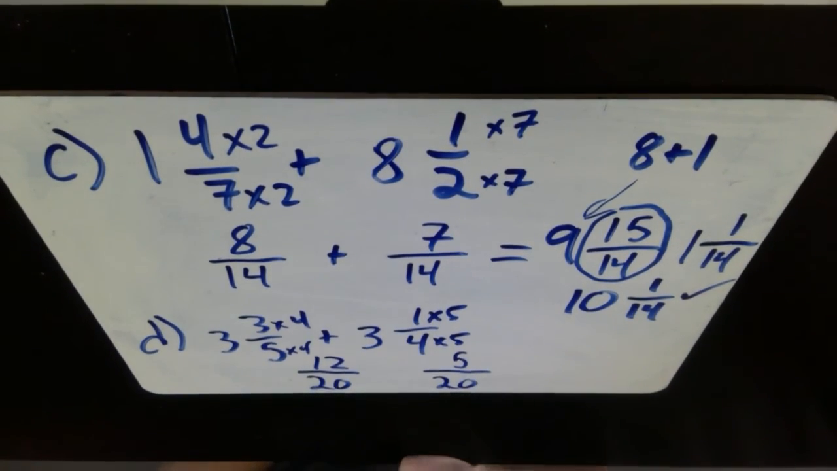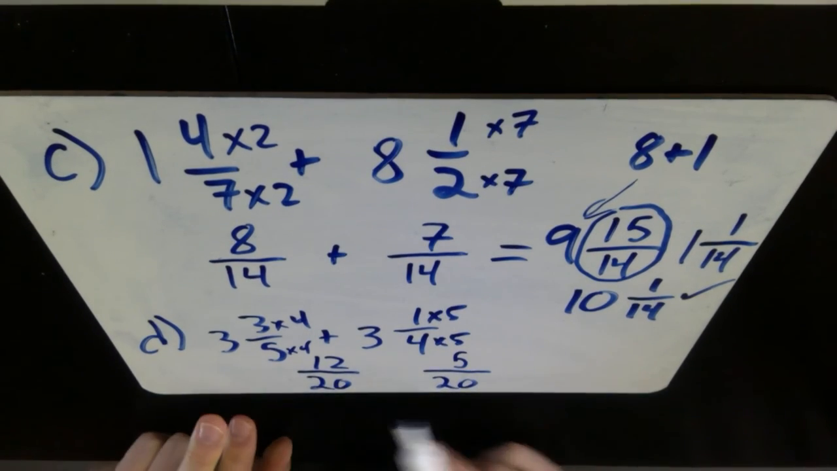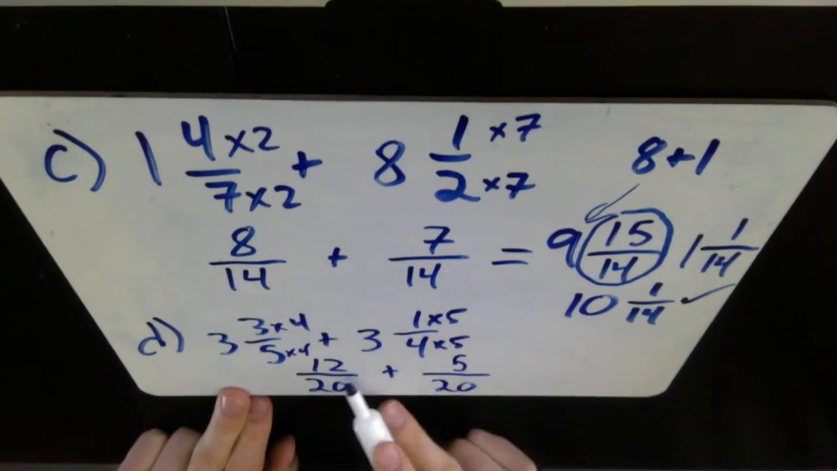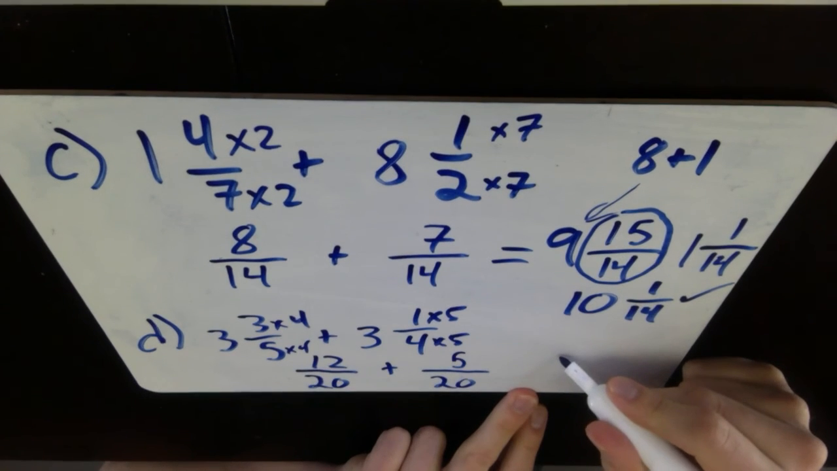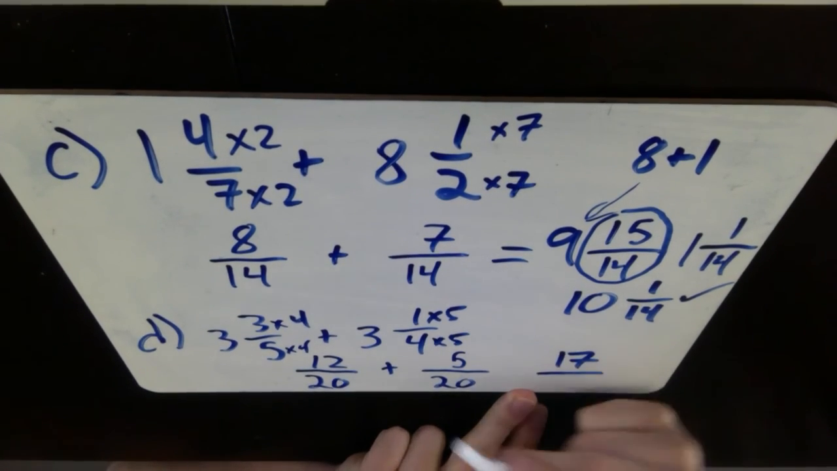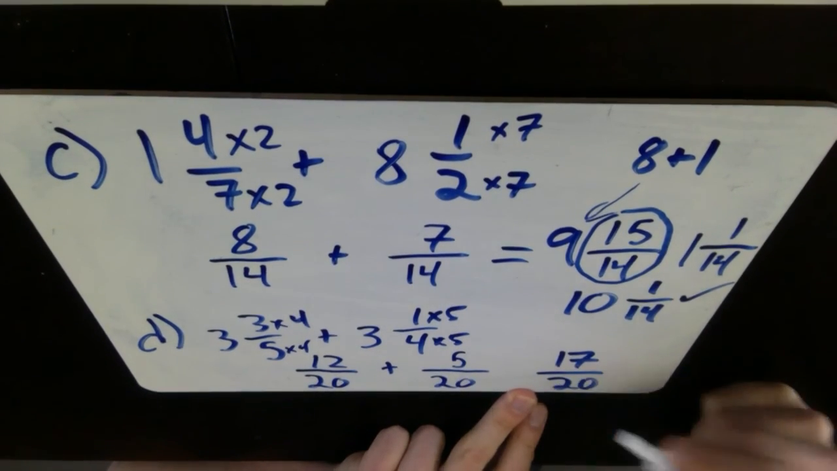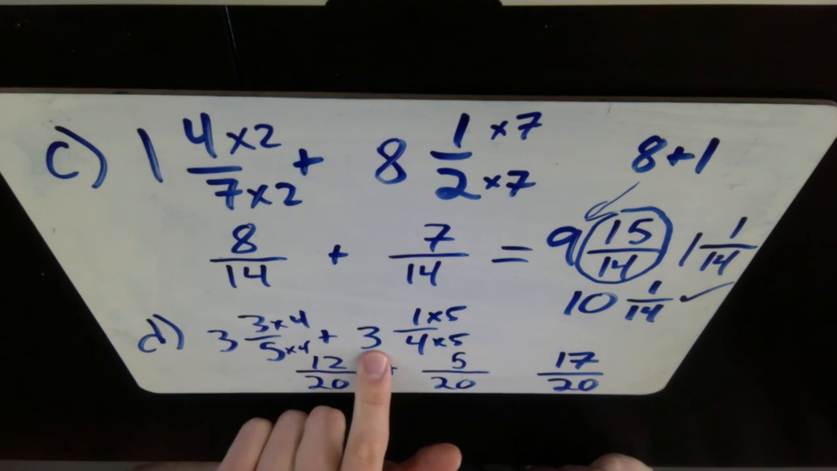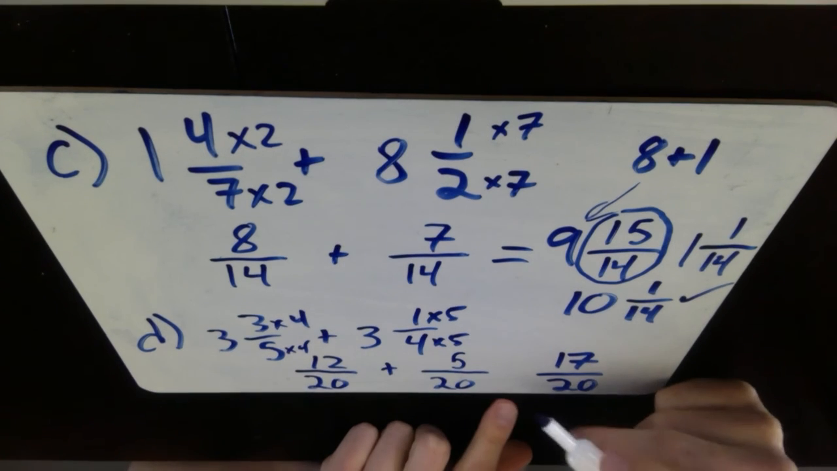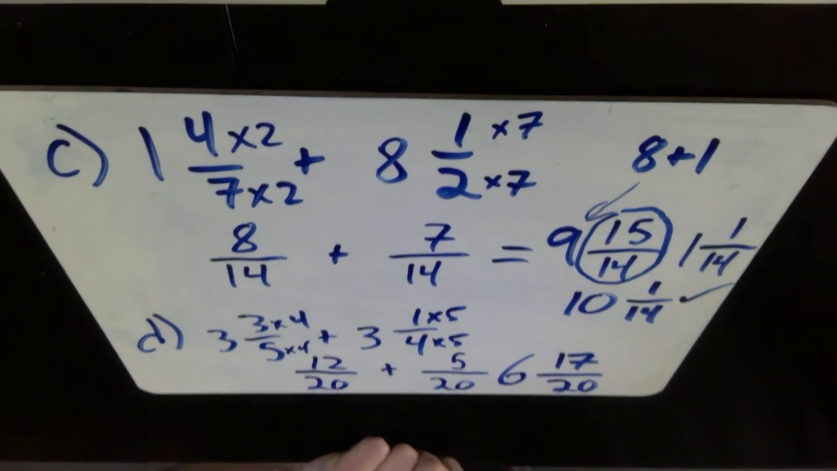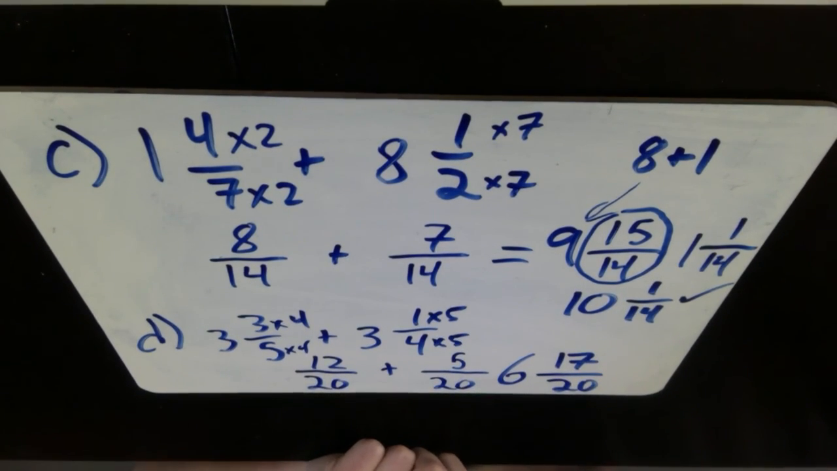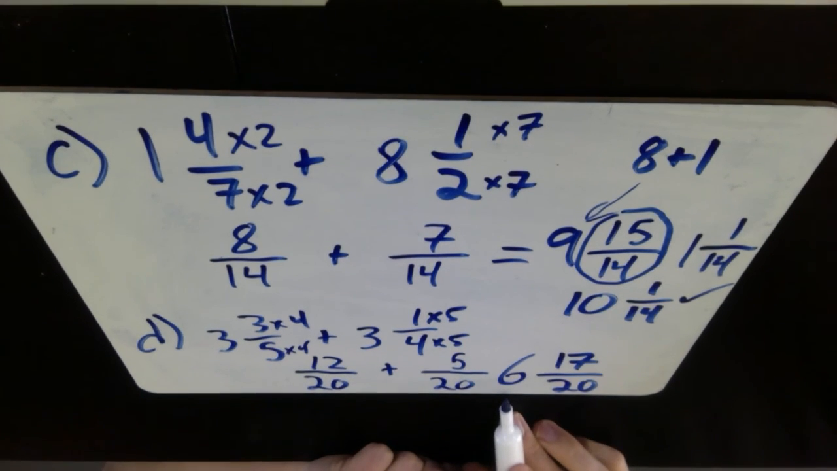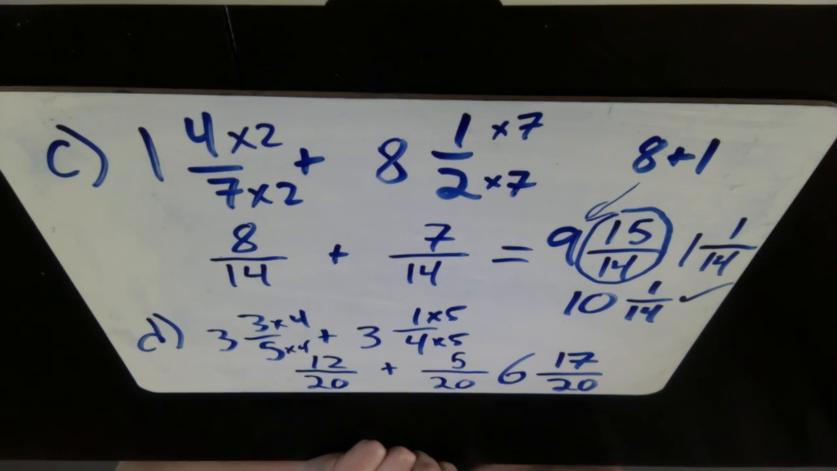There's your new fractions. We're able to now add them because we have a common denominator. 12 plus 5 is 17. Keep your denominator the same as 20. What do we have to do before we move on? Make sure you're not forgetting about those whole numbers. 3 plus 3 is 6. So final answer there, 6 and 17 out of 20.